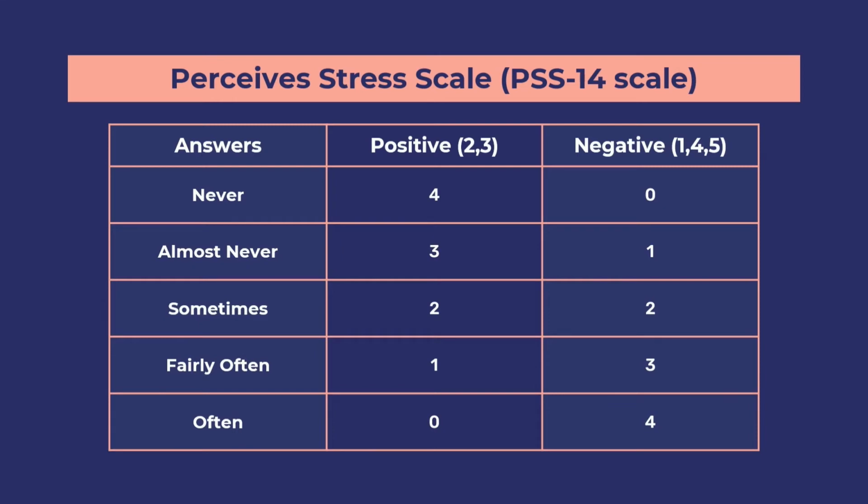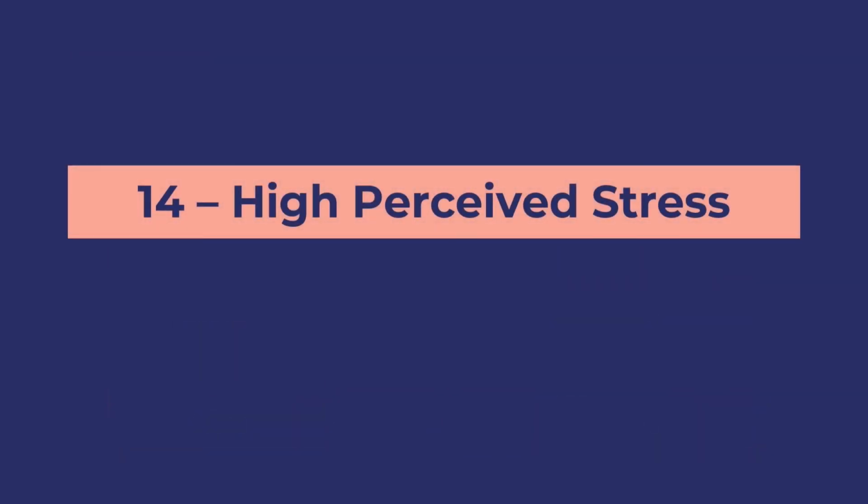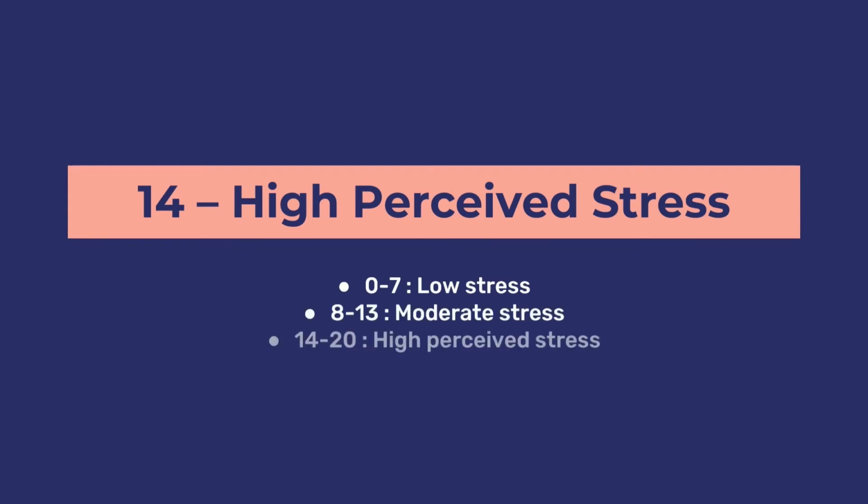For both types of questions, the score for each answer is shown in the table, where for positive questions, the highest mark, which is 4, goes to the answer never and descends to 0 at the answer often. The scale works the opposite way for the negative questions. The perceived stress scale score is obtained by summing up the points awarded to the 5 items and it ranges from 0 to 20, where 0 to 7 indicates low stress, 8 to 13 indicates moderate stress, and 14 to 20 indicates high perceived stress.